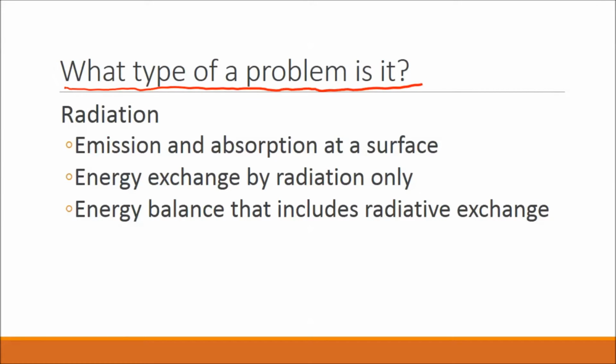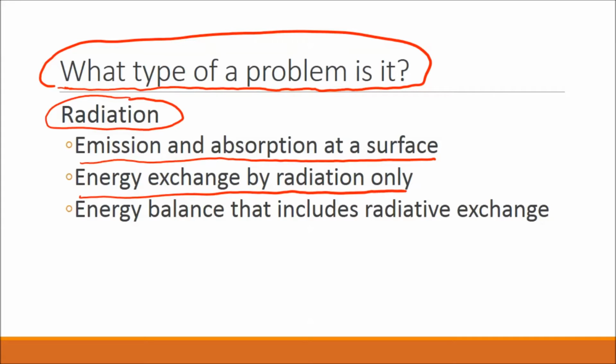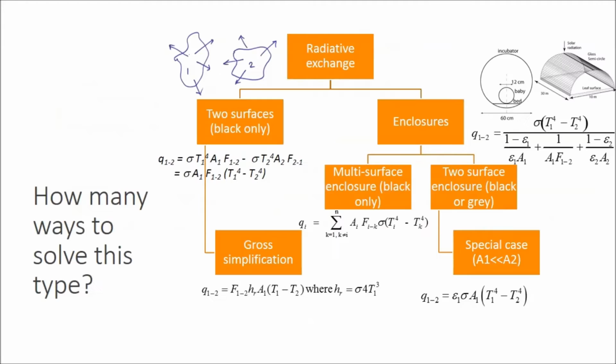What type of problem is it? It's of course a radiation problem. That's pretty obvious. It's talking about radiative exchange. In radiation, we have done three types of problem: emission and absorption at a surface, energy exchange by radiation only, and energy balance that includes radiative heat exchange. These are the three types of problems we have done. So let's see which one of these categories this one falls under.